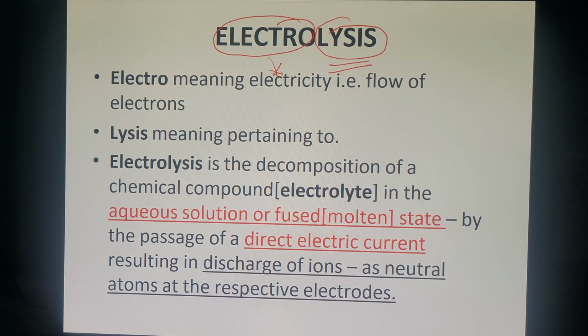As you can see in the slide, the word electro means electricity. Whenever we speak about electricity, it is nothing but the flow of electrons. And lysis means, in simple words, breaking something. So what is electrolysis basically, kids? It is nothing but breaking of a chemical compound. When we break a compound, it results in the formation of ions. So whenever we are carrying out electrolysis, it deals with the breaking of a chemical compound, and it results in the formation of something called ions.